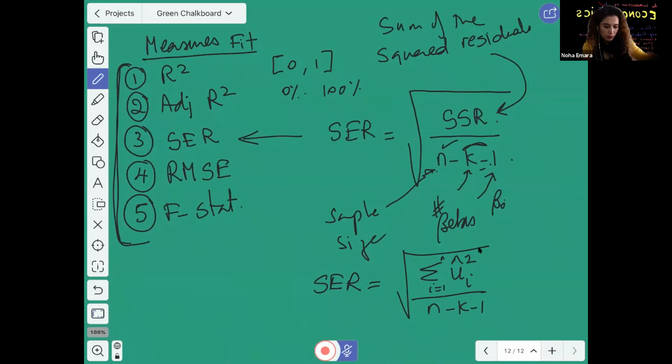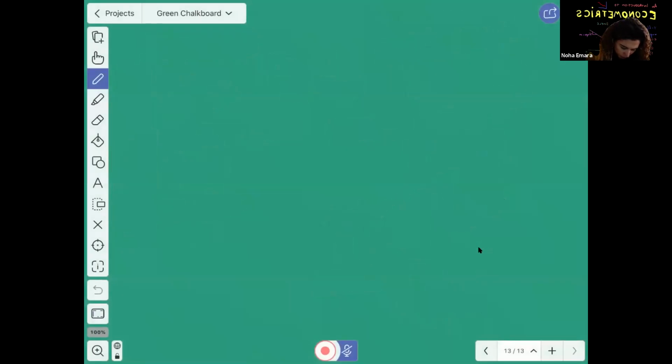Okay, so what I'm planning to do next is to give you another example. This example is more of a multi-regression model. This other example is about, again, test score.